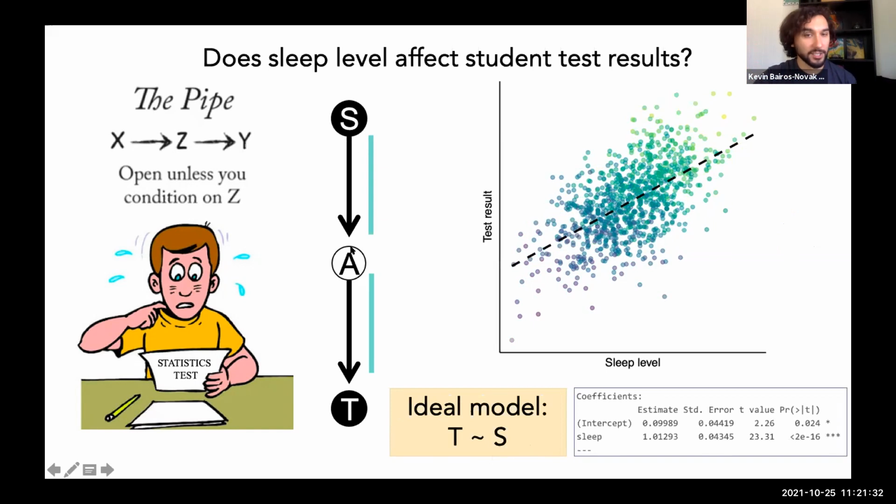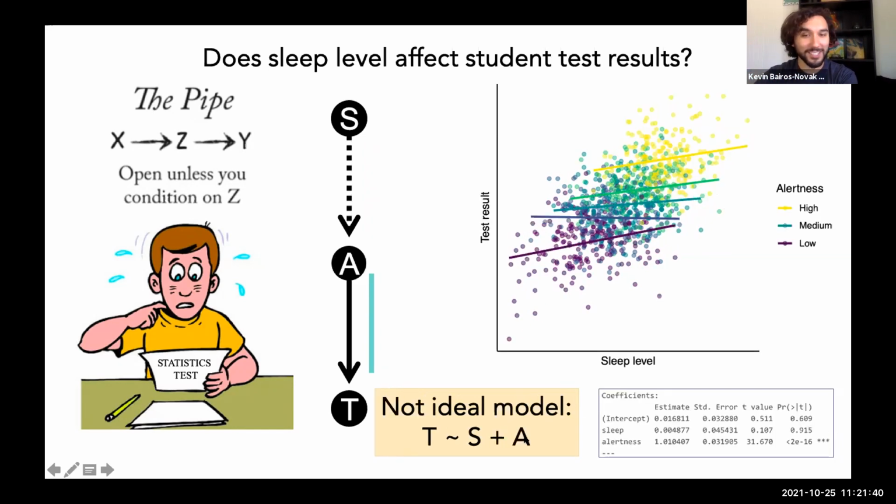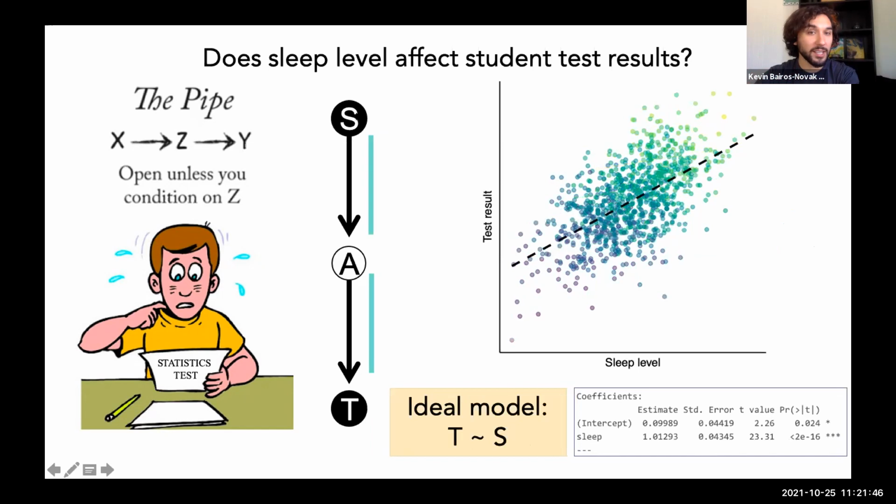Because sleep affects alertness and that affects test result, we actually don't want to condition on alertness. We don't want to include A in our model. If we include A in our model, it screws everything up. It gets rid of the effect of sleep because alertness is explaining everything. But really what we're interested in is the effect of sleep on the test result. By including alertness, this is blocking it. We can't include alertness in this model.